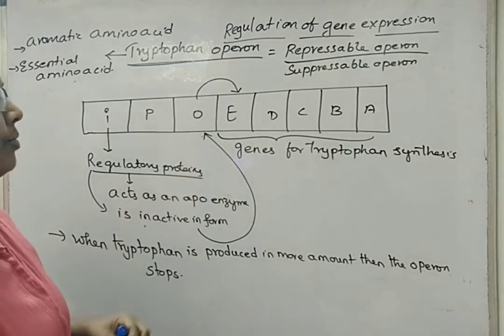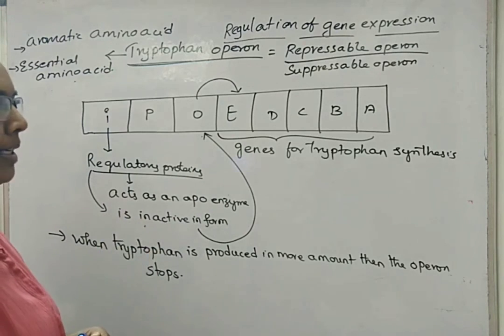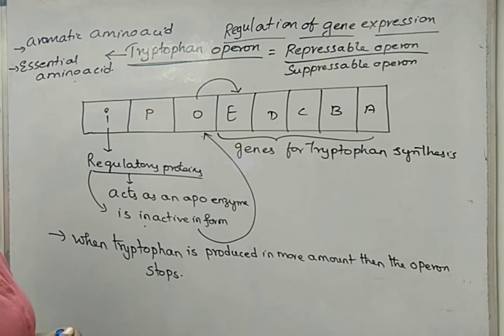We have seen before what enzymes are coded by the structural genes E, D, C, B, A: anthranilate type of enzymes and tryptophan synthetase type of enzymes. This is about tryptophan operon.